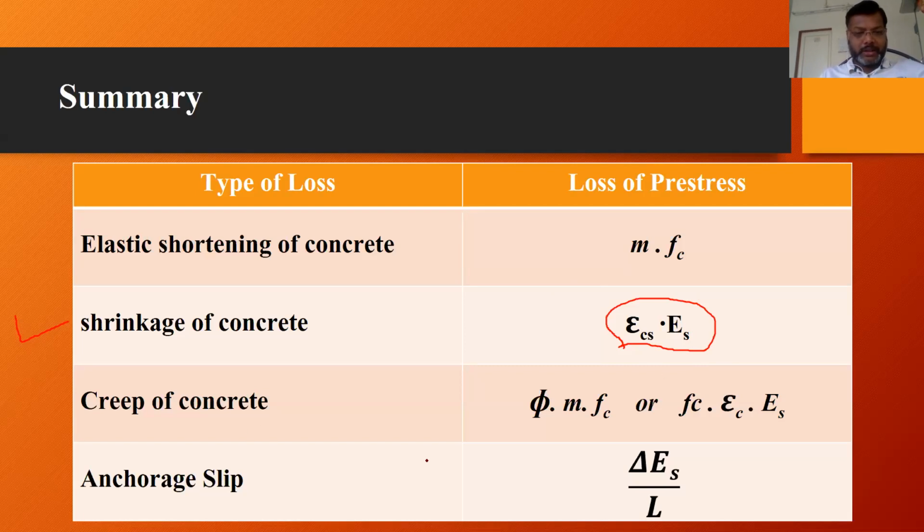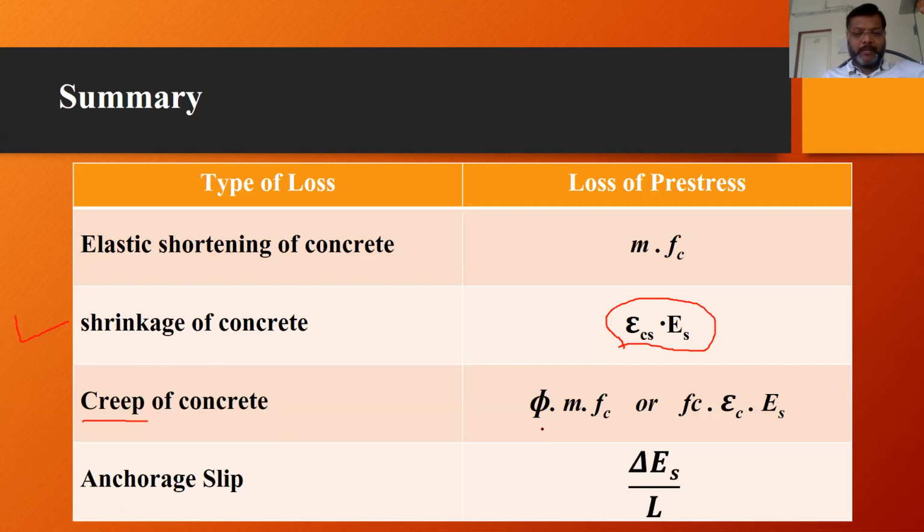Then the third loss we have discussed is the loss due to the creep of concrete. Creep of concrete is a long-lasting property, in which the concrete deforms continuously throughout its life due to the application of forces to which that concrete member is subjected. There may be very minor deformations in the concrete, but we have to consider these deformations so that we can assess the amount of losses happening in the steel. So these creep losses can be evaluated by knowing the creep coefficient.